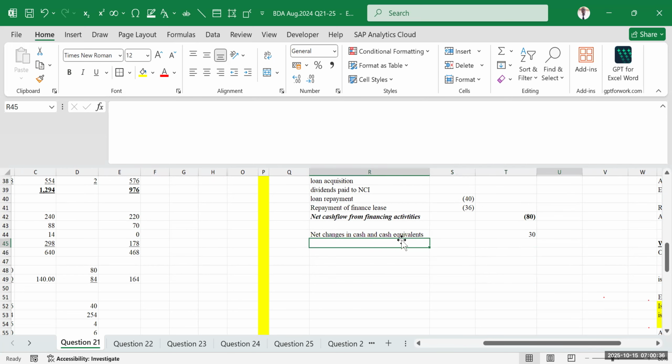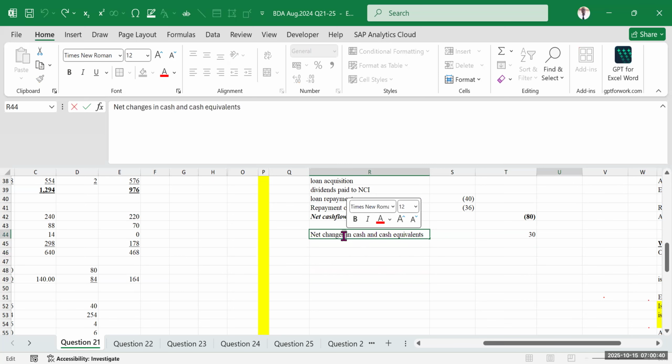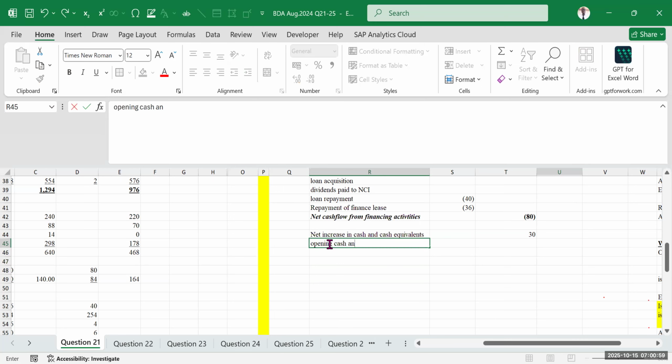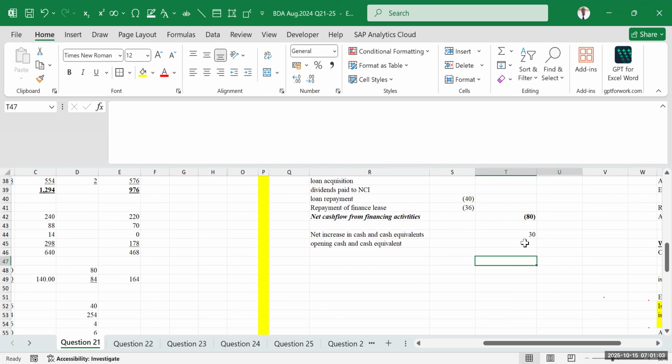So if we have this net increase, I'm tempted to just say net increase, though it is a net change, but it is obviously an increase because it's positive, net increase in cash and cash equivalents. Now, from the net change in cash and cash equivalent, let us see what was the cash and cash equivalent at the start, the opening cash and cash equivalents.